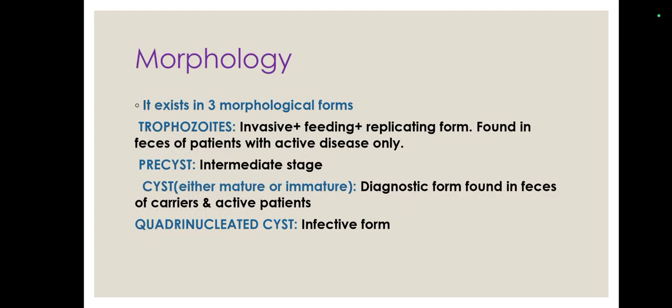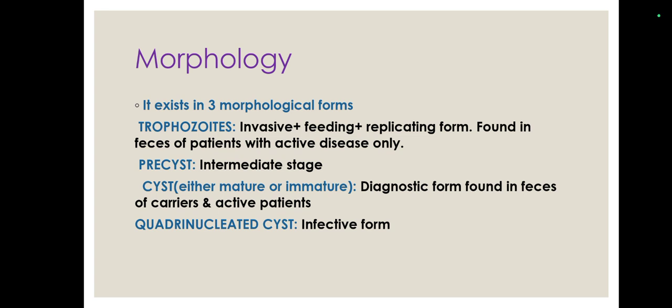So this Entamoeba histolytica exists in three morphological forms. The first is the trophozoite form, then the precyst form, and the cystic form. Trophozoites are the invasive, feeding and replicating forms. These are found in feces of patients with active disease only. And precyst is nothing but the intermediate stage between the trophozoite and the cyst.